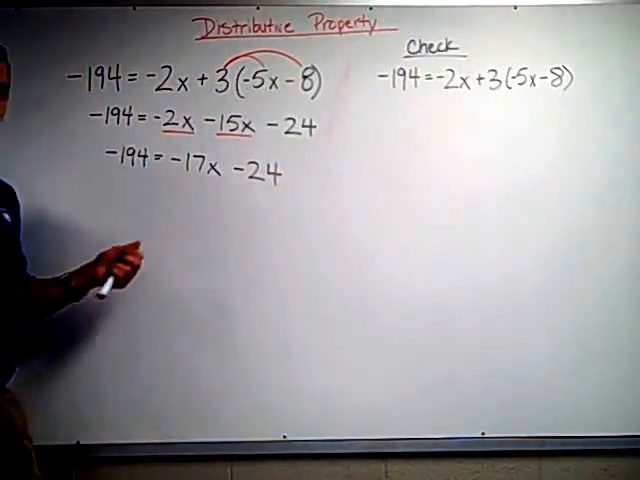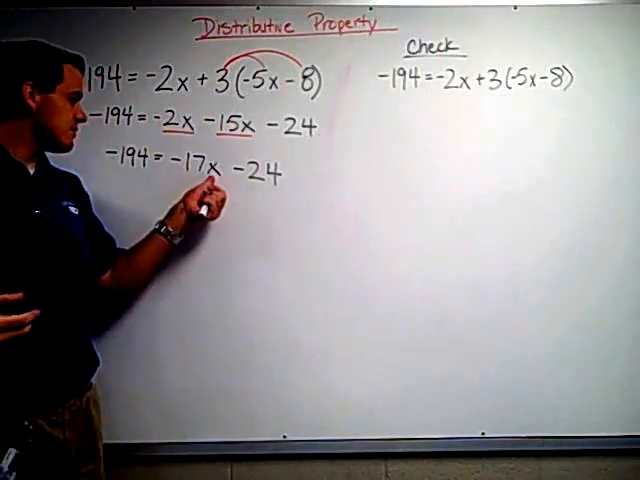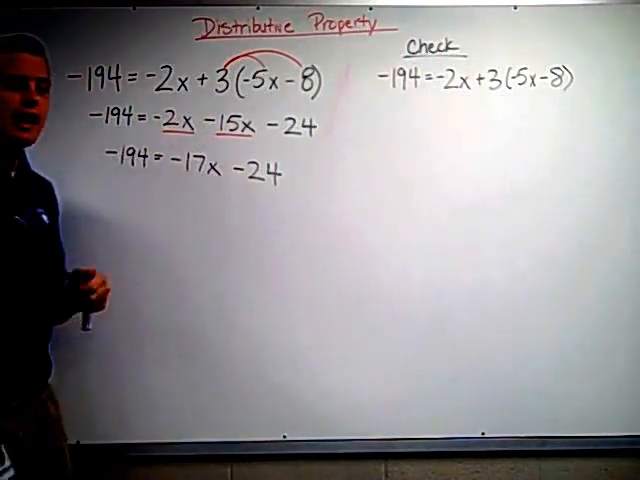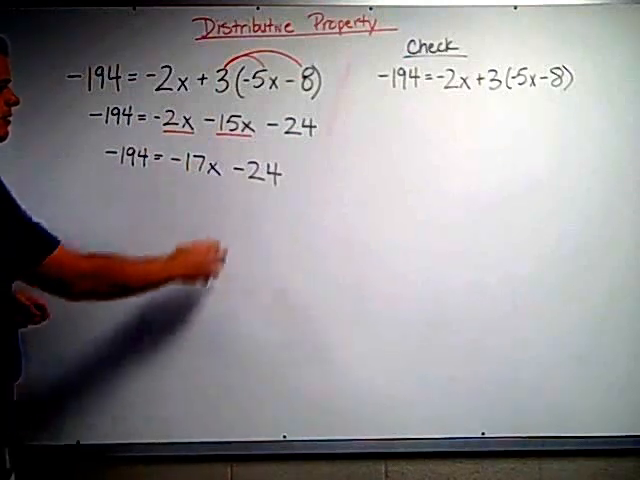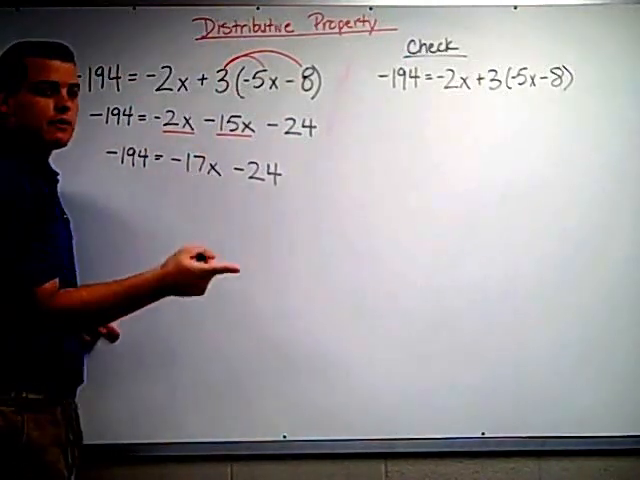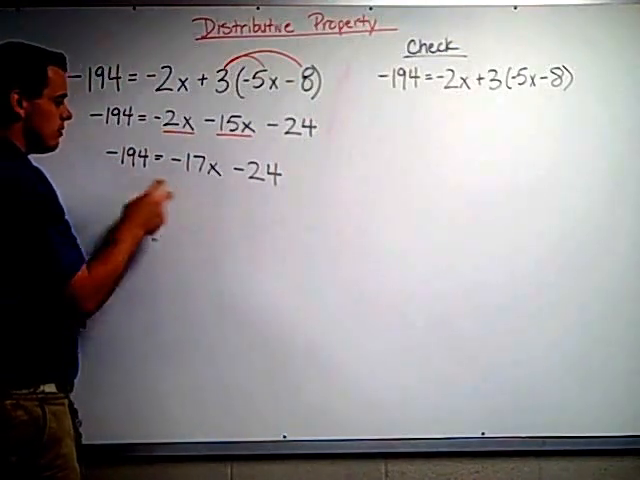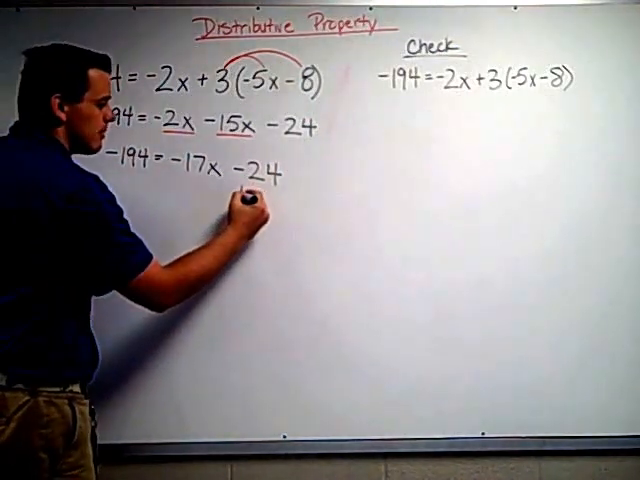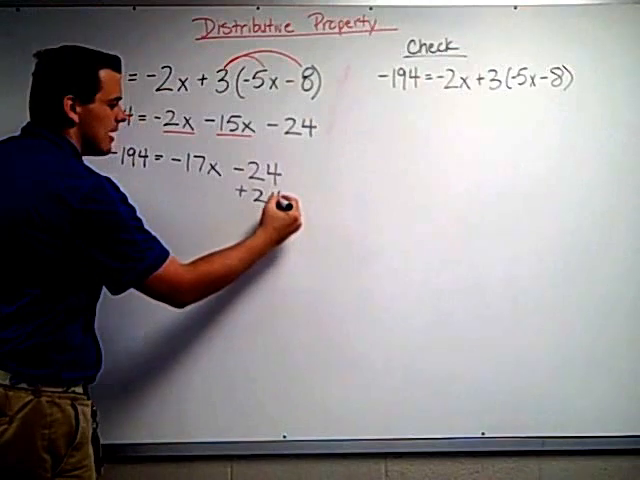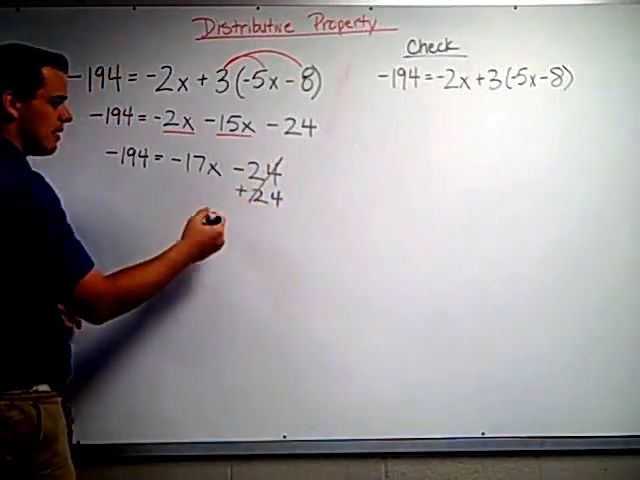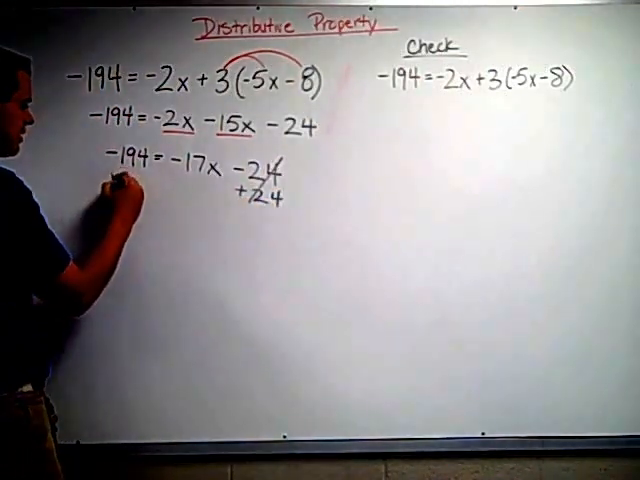Now what I want to do is continue to try to isolate this variable. I'm getting closer and closer to isolating it. So now I want to get rid of this 24. I must do the inverse operation of subtraction, which is addition. I want to get this side to 0, and I want to add it to this side as well. So I'm going to add 24 to both sides, canceling it out. And what I do to one side, I must do to the other.